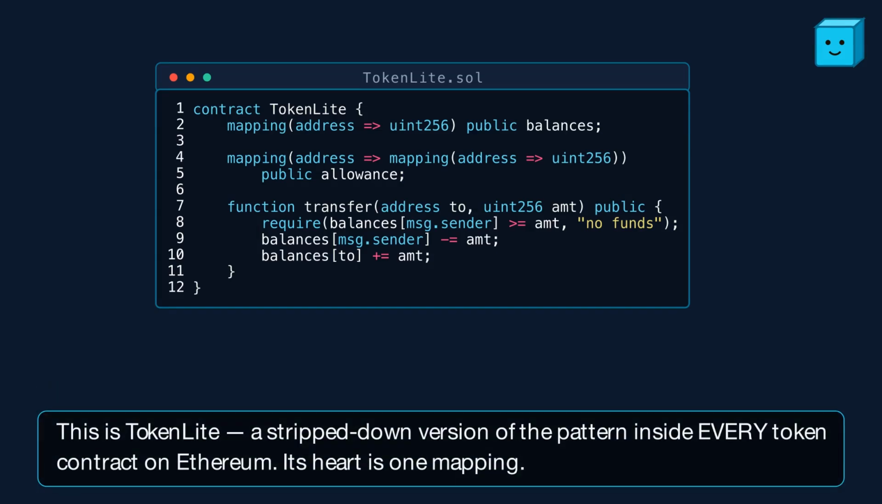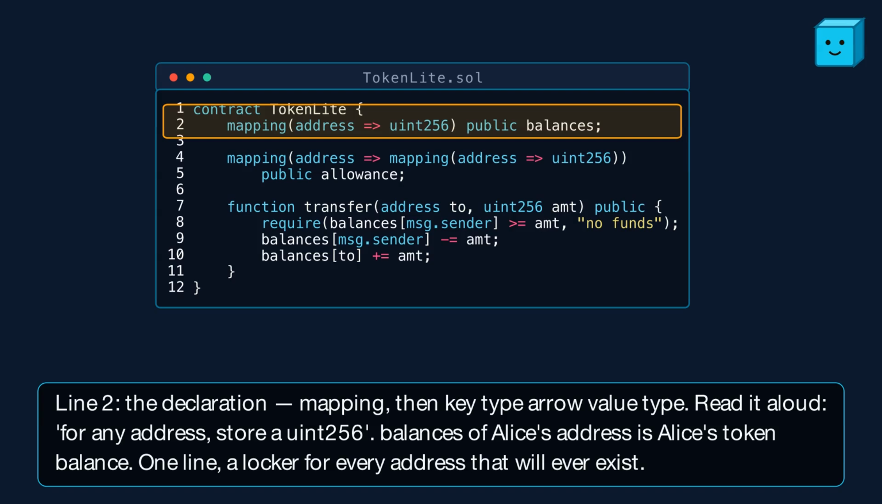This is Token Lite, a stripped-down version of the pattern inside every token contract on Ethereum. Its heart is one mapping. Line 2, the declaration, mapping, then key type arrow value type. Read it aloud: for any address, store a uint256. balances of Alice's address is Alice's token balance. One line, a locker for every address that will ever exist.